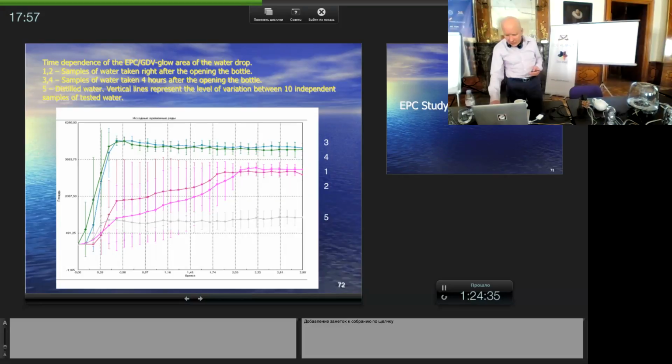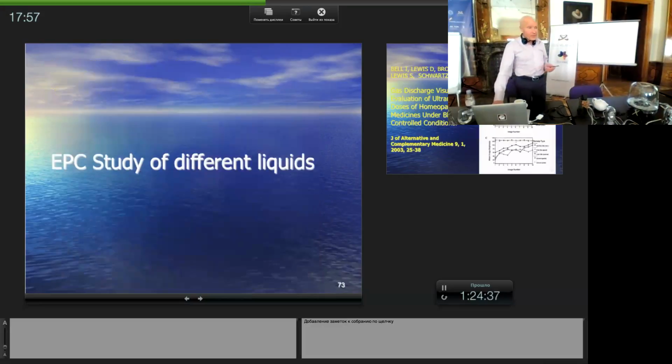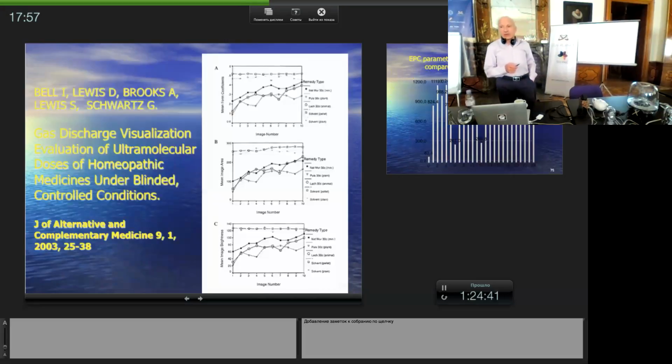And of course, we can study not only water, but different liquids. There was big research at Arizona University with a very precise approach. They were measuring homeopathic solutions. And they demonstrated that there is a really big difference between homeopathic solutions of different origin and initial water.